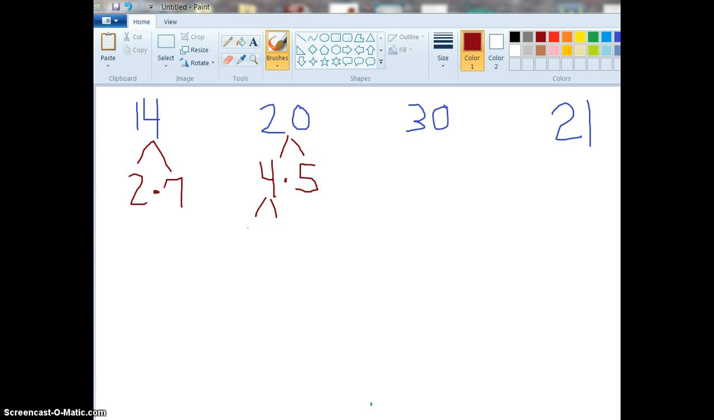And 4 can be broken down as 2 times 2. 30, I use 6 and 5. And then 6 can be broken down as 2 times 3. Last, 21, we can break it down as 3 times 7.